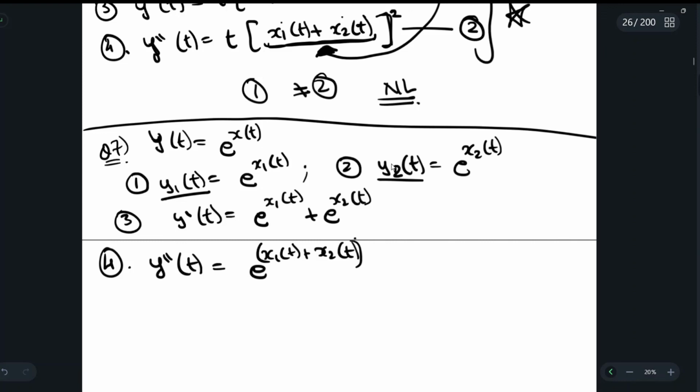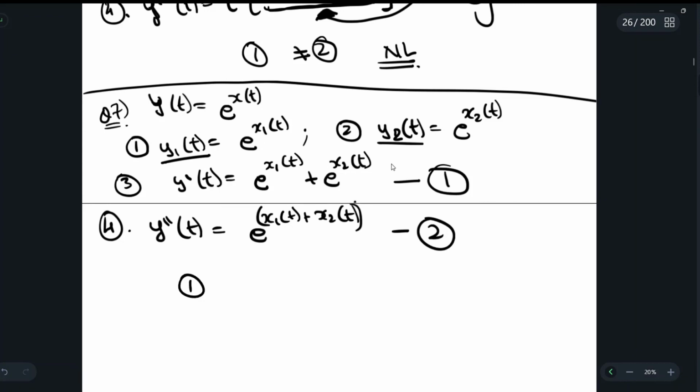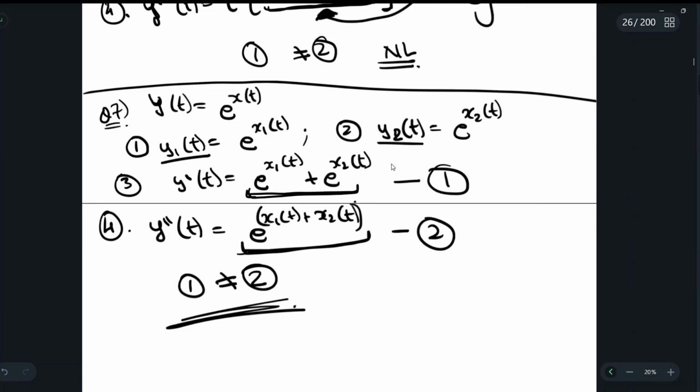Say this is our equation 2, and say this was our equation 1. So now you will notice that equation number 1 is not equal to equation number 2, as we have the single e over here, whereas we have a product of e's over here, which is different. So equation number 1 and equation number 2 are not equal. So when they are not equal, we know that the system is non-linear.